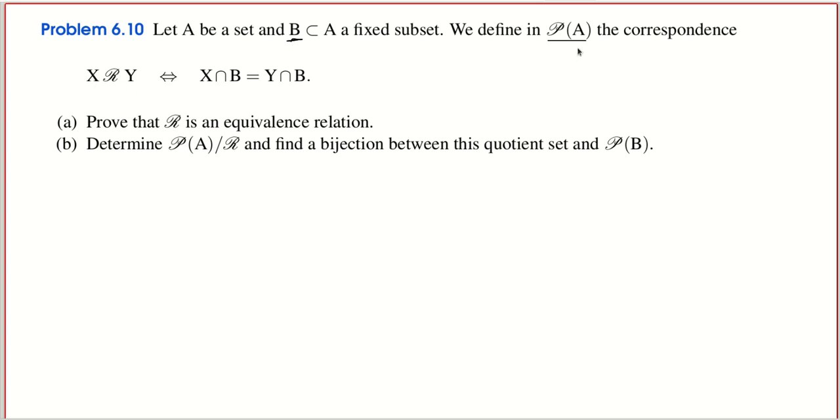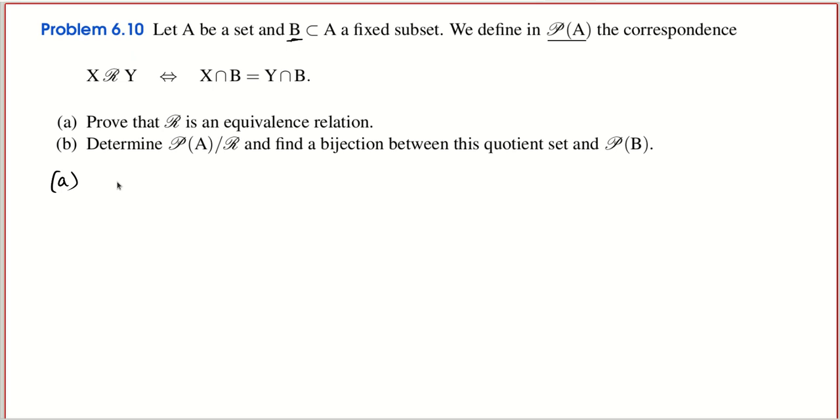So X and Y are subsets of A, and X is related to Y if and only if the intersection with B is the same. This is how we define this relation. We have to prove first that this is an equivalence relation, and second, we have to determine the quotient set of the parts of A with this relation, and finally find that there is a bijection between this set and the set parts of B. Okay, so let's begin with the first.